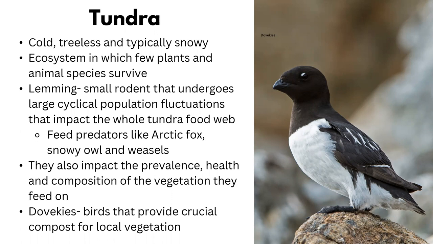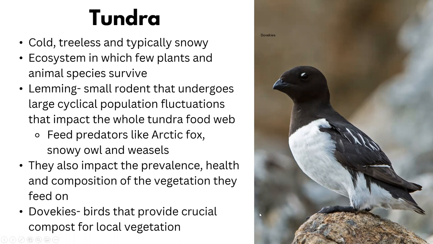So if there's a lot of prey, there's going to be a lot of things to eat them. If there's not a lot, there's not a lot that's going to eat them. So they feed predators like Arctic fox, snowy owls, weasels. These are all things whose populations are affected by the amount of lemmings that are there that year. They also impact the health and the composition of the vegetation that they feed on.